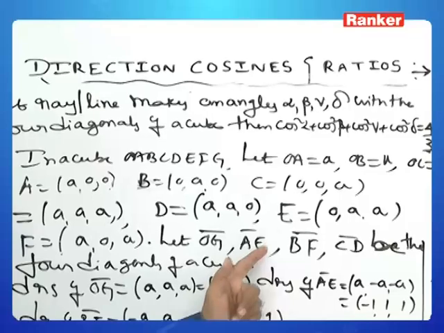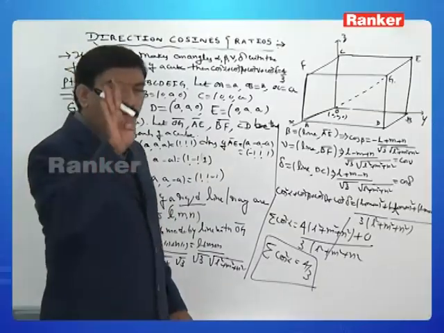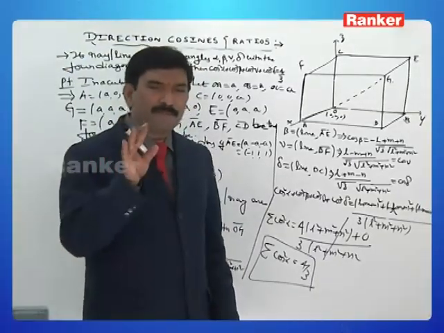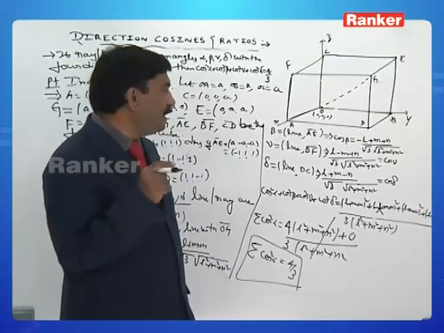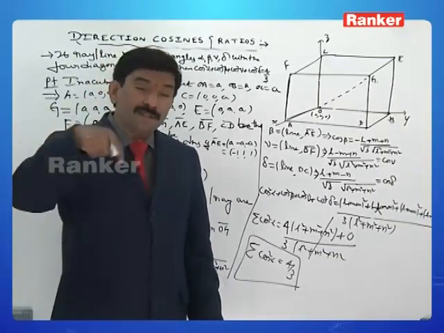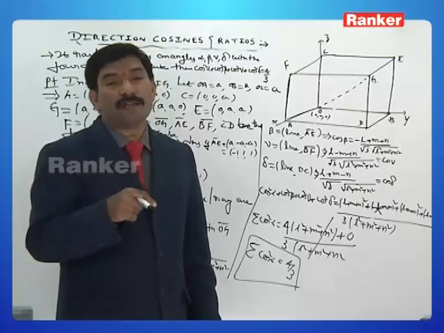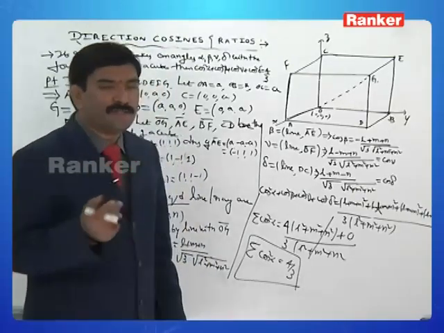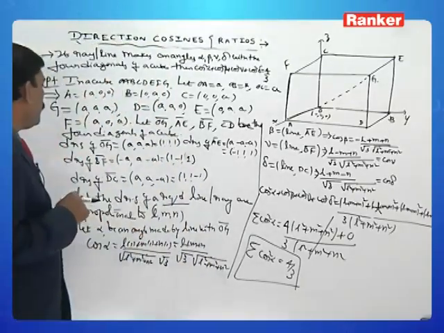Let OG, AE, BF, CD be the 4 diagonals. One diagonal is OG, another is AE, the third is BF, and the fourth is CD, or DC, as you please. So now we have the 4 diagonals.